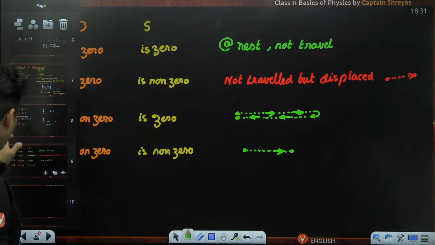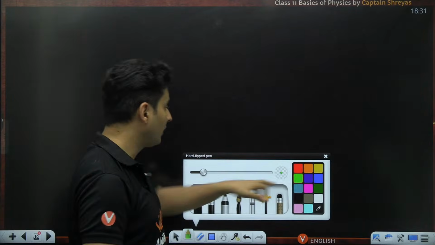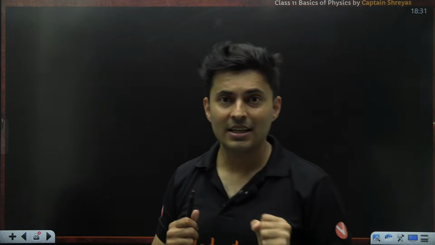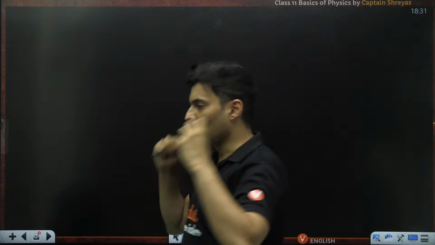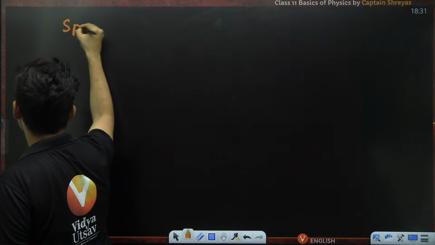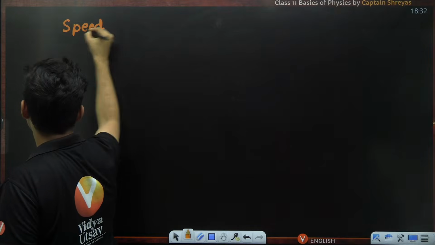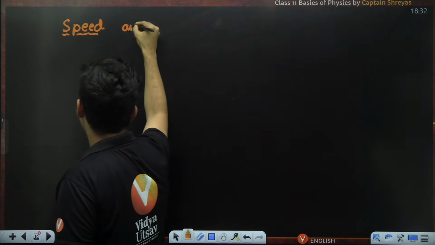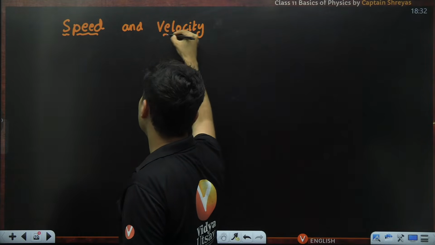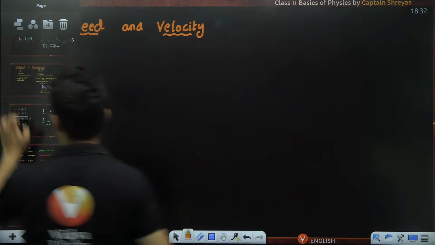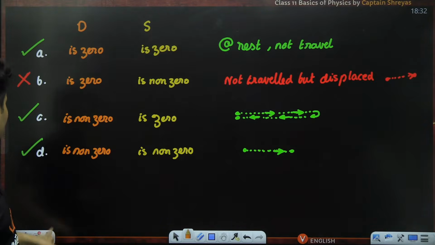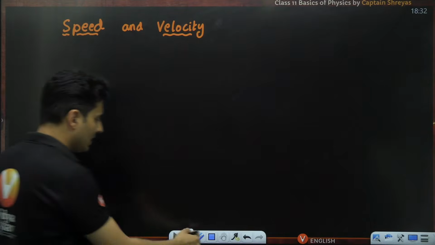Perfect. Now that you understand the difference between distance and displacement, it's time to move to velocity, and speed, of course. So you have speed and velocity. It's very similar to distance and displacement. Just like you had distance and displacement, you have basically speed and velocity.